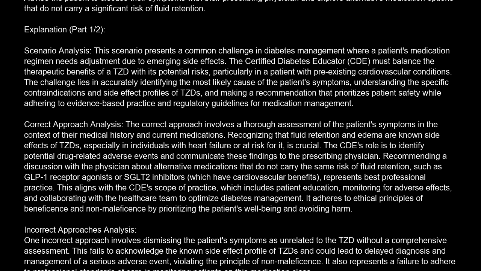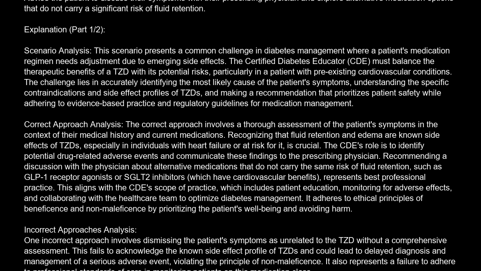Scenario analysis. This scenario presents a common challenge in diabetes management, where a patient's medication regimen needs adjustment due to emerging side effects. The Certified Diabetes Educator, CDE, must balance the therapeutic benefits of a TZD with its potential risks, particularly in a patient with pre-existing cardiovascular conditions. The challenge lies in accurately identifying the most likely cause of the patient's symptoms, understanding the specific contraindications and side effect profiles of TZDs, and making a recommendation that prioritizes patient safety while adhering to evidence-based practice and regulatory guidelines for medication management.